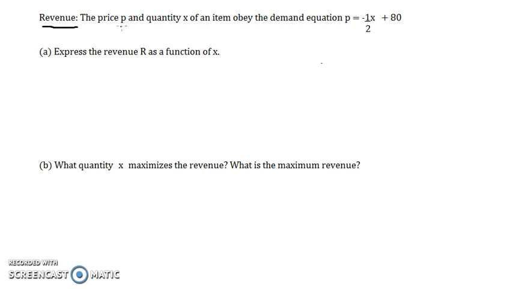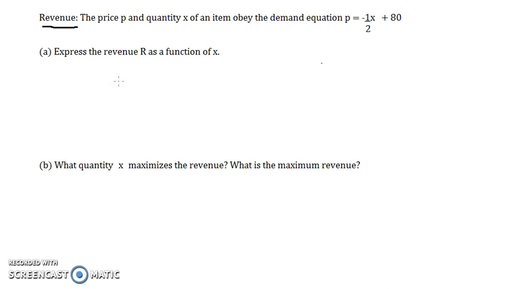Okay, so for this problem, we're given that the price is P and quantity is X, and we're given an equation for price in terms of X. And we are asked to express revenue as a function of X. Well, in order to figure this out, we have to know how you find revenue. We know that it's the money that you make, but how do we get that from P and X? So if you think of a simple example, then that might help you out.